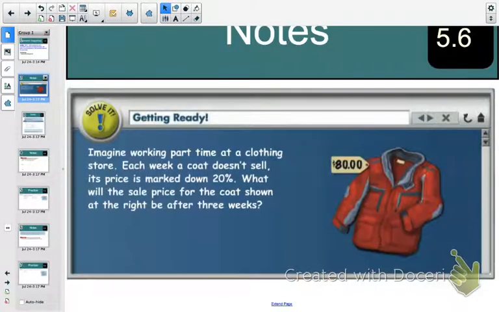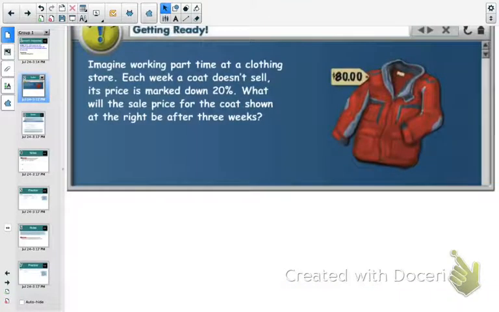Okay, so looking at this problem right here with this nice snow coat, just in time for the winter, it says imagine working part-time at a clothing store. Each week a coat doesn't sell, it's marked down. Its price is marked down 20%. What will the sell price for the coat shown at the right be after 3 weeks?